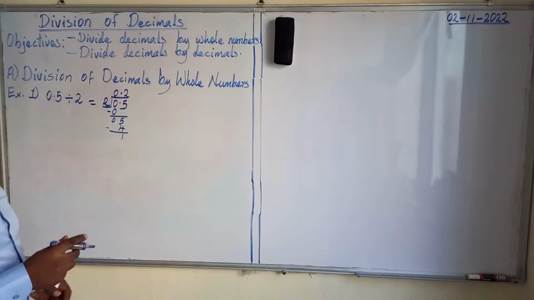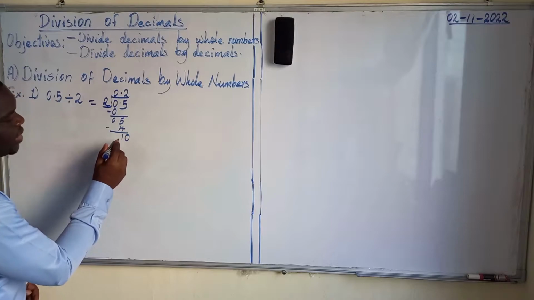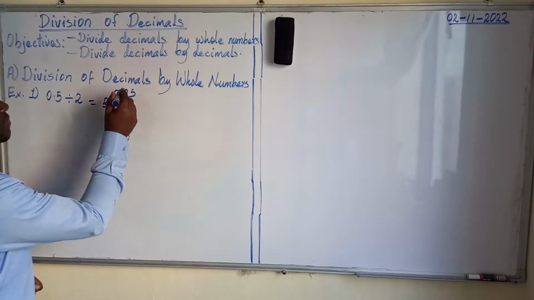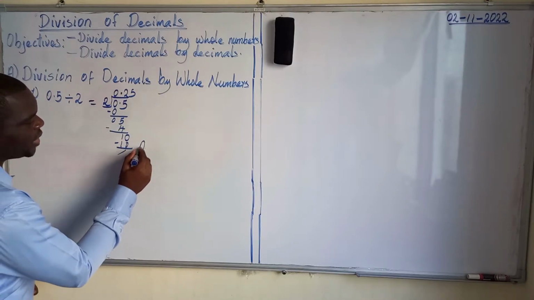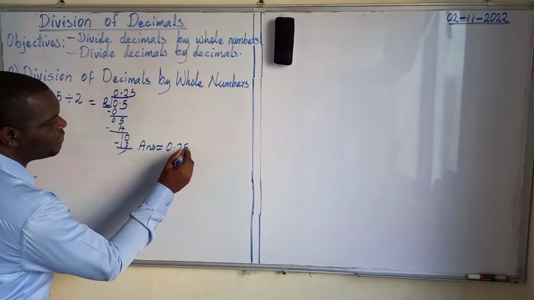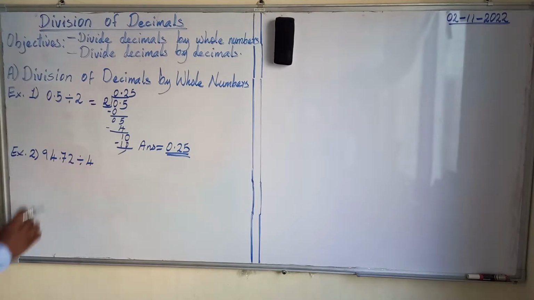The decimal point already exists. So in this case, you just affix a 0 here, and this becomes 10. 10 divided by 2 is 5, and 5 times 2 is 10. Here the difference is 0, and our answer will be equal to 0.25.